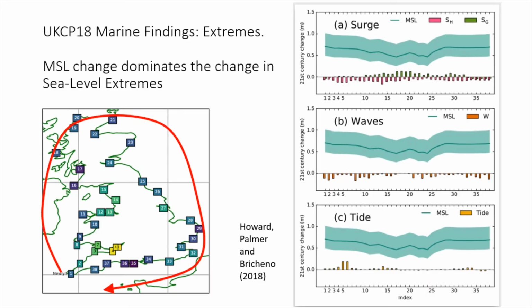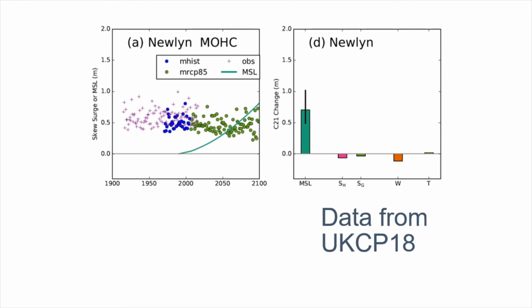We already saw how the projected changes in surge, waves and tide are small compared to the projected change in mean sea level and its uncertainty. But here is a source of uncertainty which is not small compared to the projected changes.